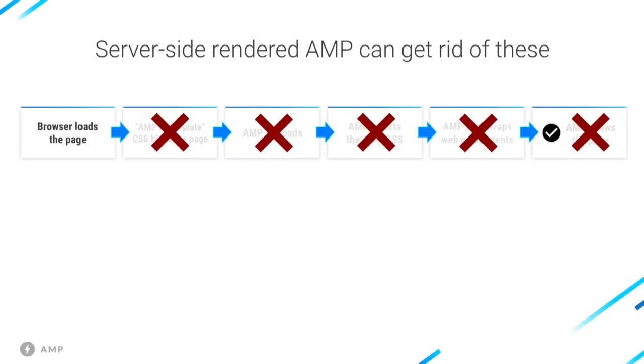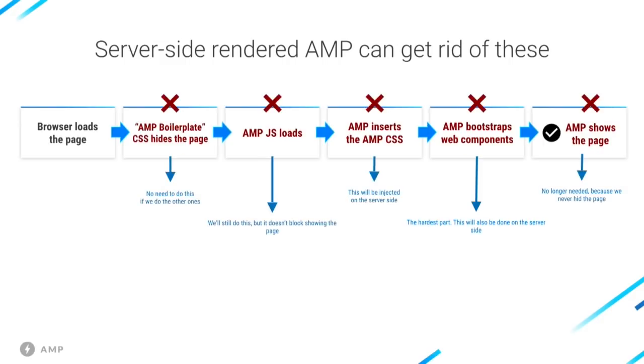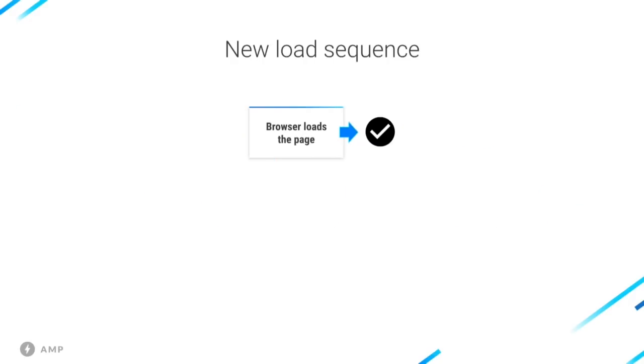So server-side rendering eliminates all but one of those steps, leading to a much faster first render. But let's see how it's done. It injects the AMP CSS in the page and calculates the layout on the server, thus eliminating the flash of unstyled content. With this, there is no need to initially hide the page, and the first render no longer depends on the AMP runtime loading. So the critical path for the first render becomes something like this.